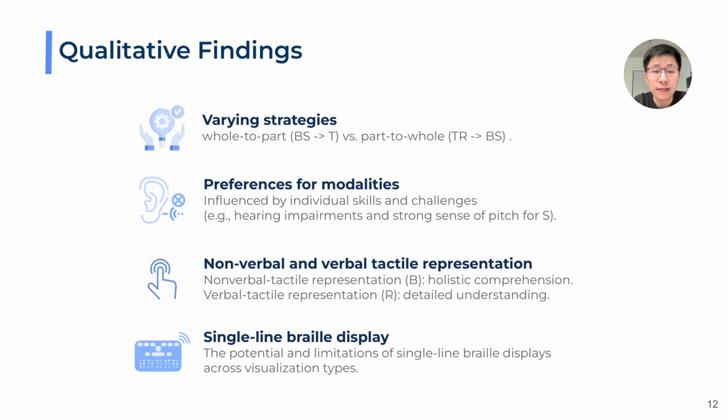We further provide insights which should be considered when adding tactile representation to accessible visualization. Nonverbal tactile representations, although they have certain limits, stand out because of the holistic comprehension. Meanwhile, verbal tactile representations are highly preferred by participants who aim to get a detailed understanding of data and their own speed of reading Braille. Additionally, we summarize the limitations and potential of single-line Braille displays. More details can be found in our paper.